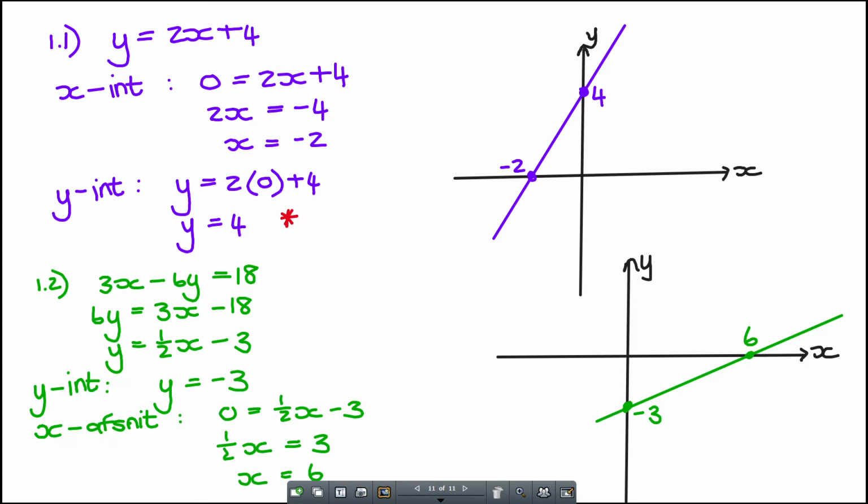Is julle alright? Kan ek maar skiet? En op wie skryf nog? Niemand. Okay. 1.3. Y is equal to, hello?